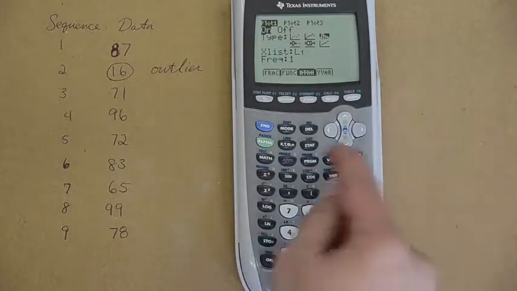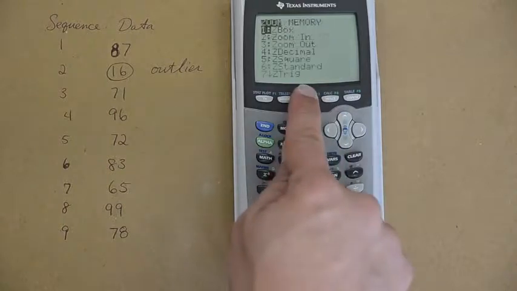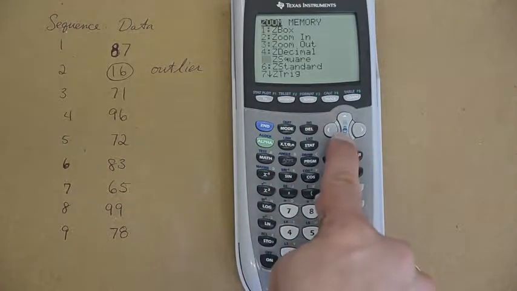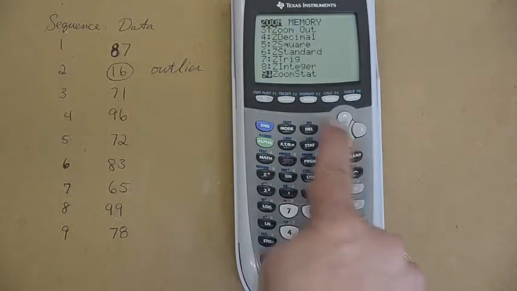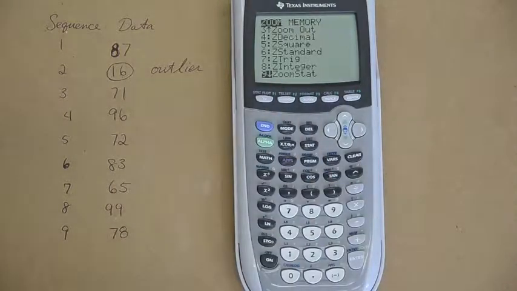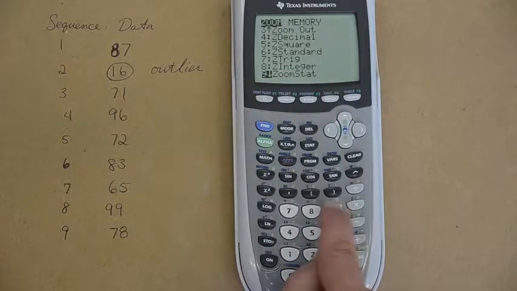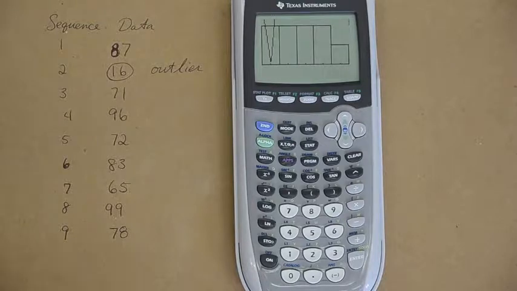Zoom. Okay, I've got to clear that out. Let's try it again. Zoom. If I scroll down to 9, you're going to see me just hit 9 later, but zoom 9 is setting up your window for a statistical plot, so zoom standard. Oops, I left some junk in my calculator that shouldn't be there.